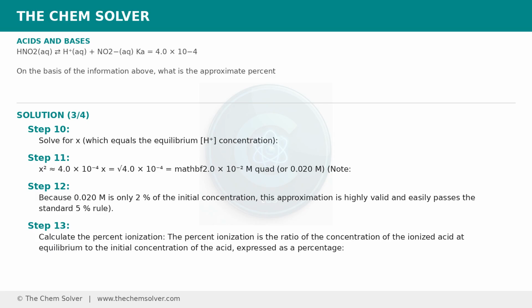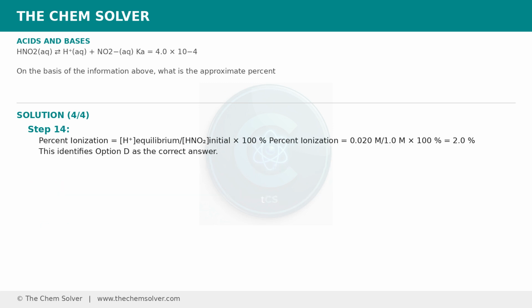Calculate the percent ionization. The percent ionization is the ratio of the concentration of the ionized acid at equilibrium to the initial concentration of the acid, expressed as a percentage. Percent ionization equals [H⁺] equilibrium over [HNO2] initial times 100%, which equals 0.020 molar over 1.0 molar times 100%, equals 2.0%.